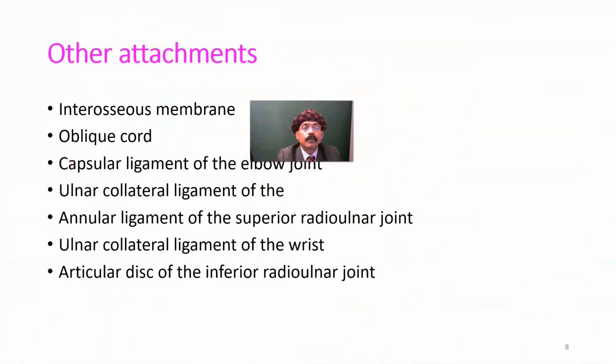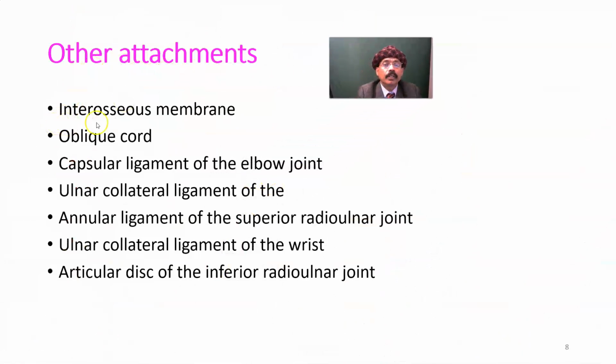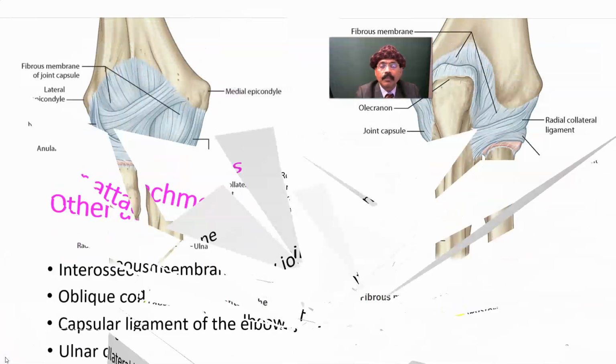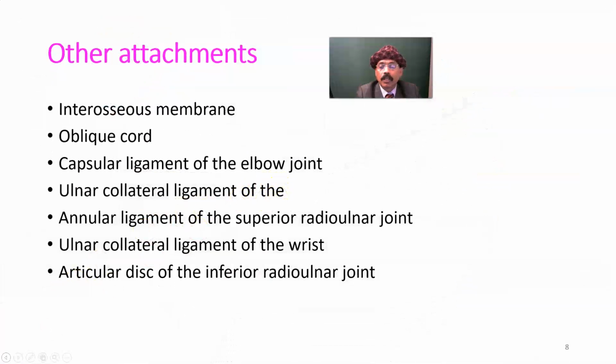Okay, so other attachments: interosseous membrane, oblique cord, we discussed that. Capsular ligament of the elbow joint, ulnar collateral ligament of the elbow joint. Here is the ulnar collateral ligament of the elbow joint. We can write it here, elbow.